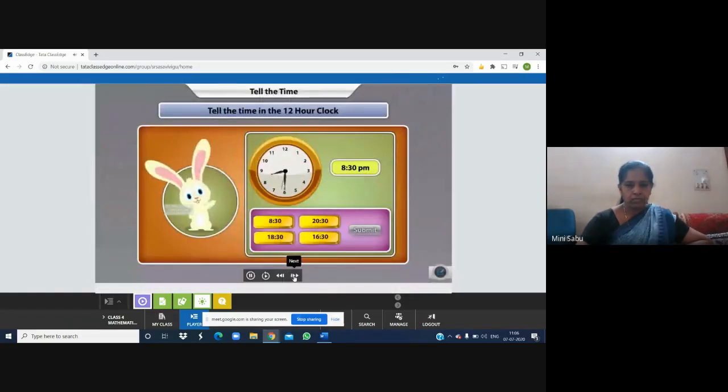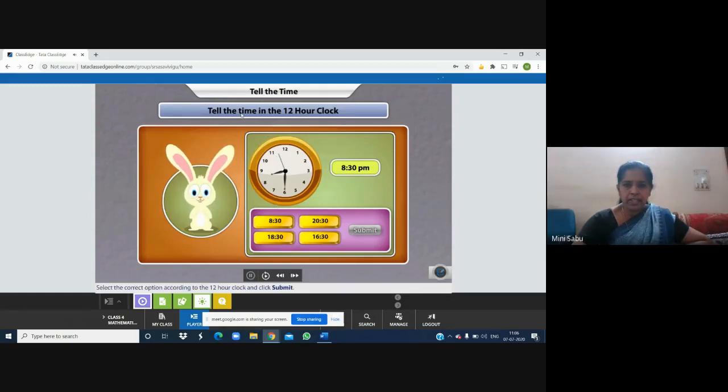Friends, now that you have learned how to express time in the 24-hour clock, let's have some fun. What is the time in the 12-hour clock? Select the correct option and click submit.